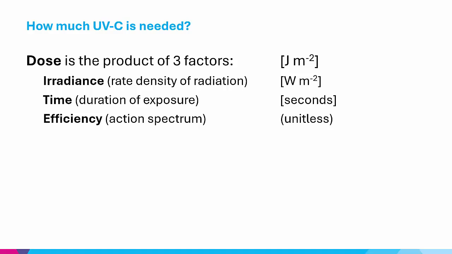Irradiance is one value that needs to be multiplied by time and by efficiency. Irradiance is an instantaneous quantity measured in watts per square meter. You multiply that by time duration in seconds, and then there's a third term you multiply, and that's the efficiency at the wavelength you're using, to what extent the pathogen you're trying to fight is vulnerable at that wavelength.